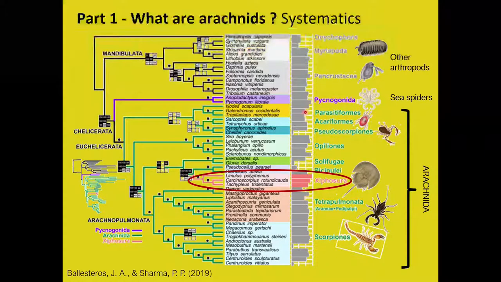as you can see, this tree, which dates from 2019, also includes the horseshoe crabs in arachnids. I'm not sure about the validity of it. Well, I don't have the level to criticize it, but it needs a lot more work. But horseshoe crabs could be arachnids. All four species.